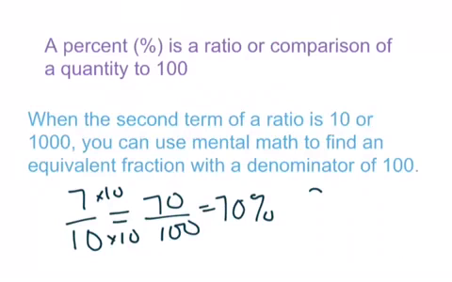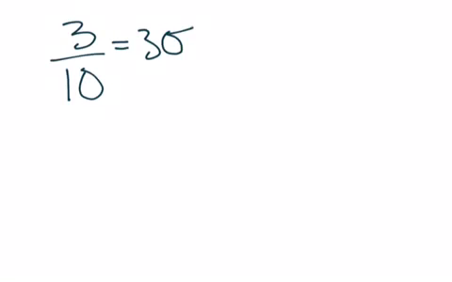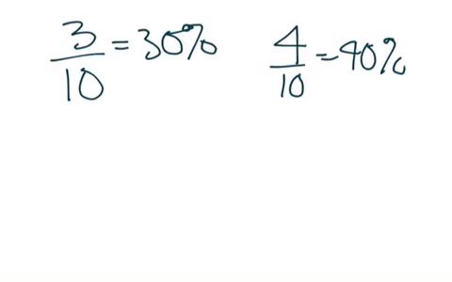So if you get 9 out of 10, okay, that's really 90%. So if you got a 3 out of 10, that would give you 30%. 4 out of 10 would give you 40%, and so on.